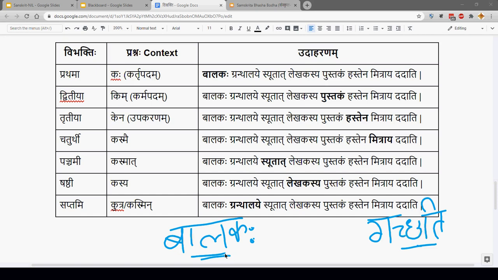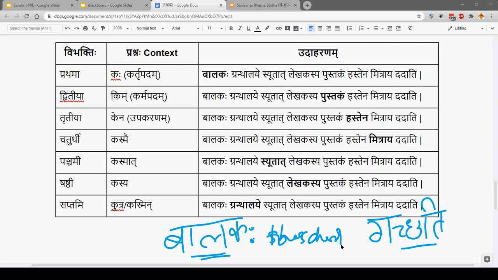Now, where is he going? To where is he going? To school, let's say. So in English, how do we say? Boy goes to school. Now, in this table, in the examples we saw, we went through different roles, how these case affixes are used for different roles.